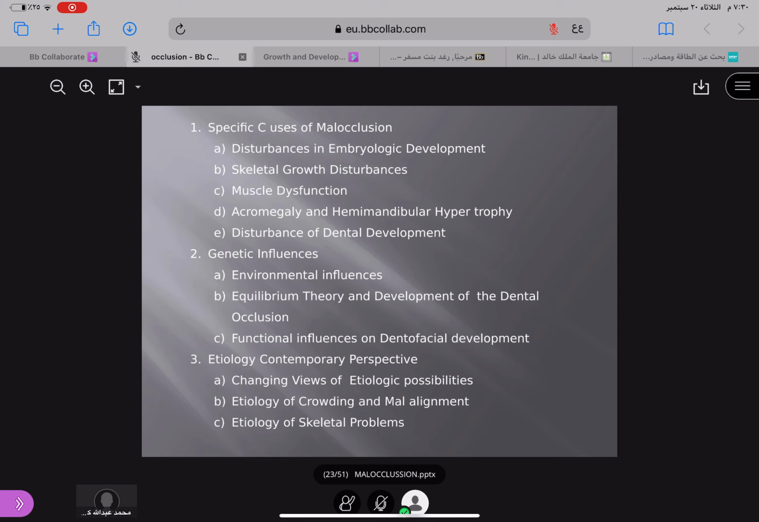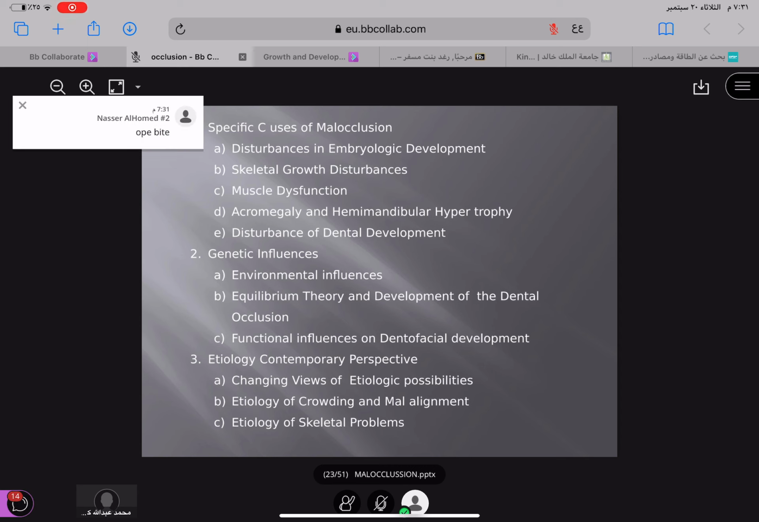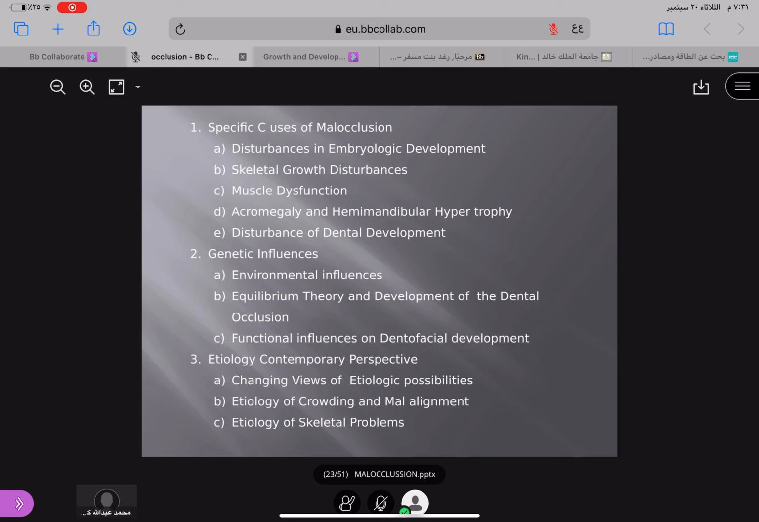Exactly. What kind of malocclusion could mouth breathing cause? Again, the open bite, right? Cross bites, long face, adenoid faces. Yes, good. So there are certain specific causes of malocclusion, genetic causes, and etiology in contemporary perspectives, right?